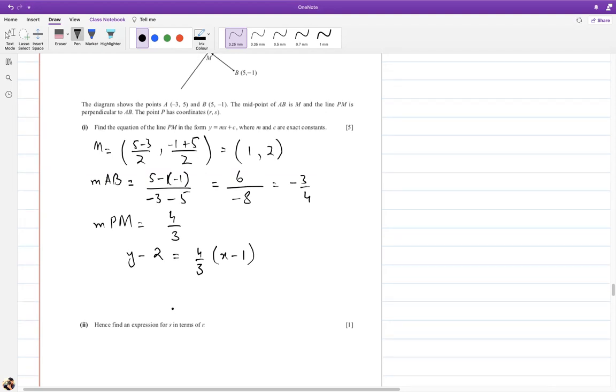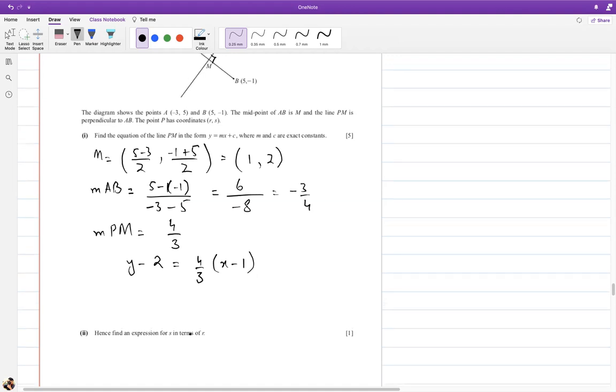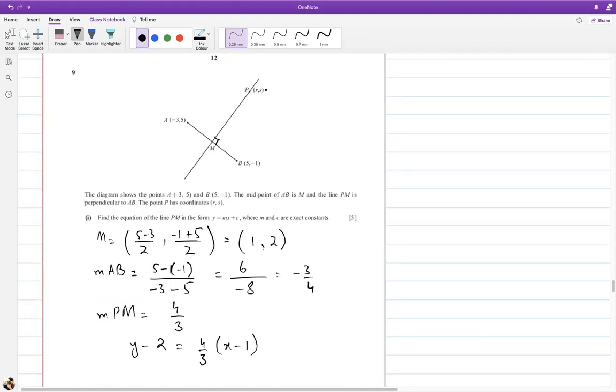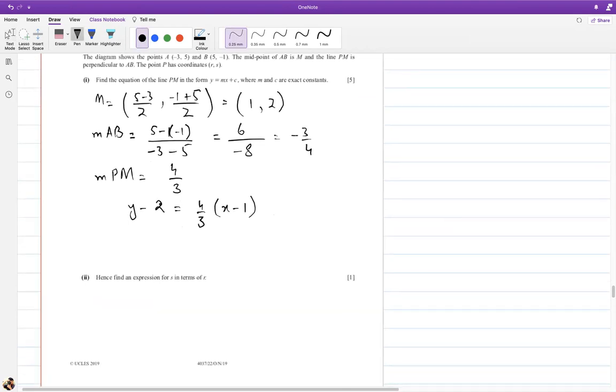Next question is actually really easy. They're asking us to find an expression for s in terms of r. What is s? S is the y value and r is the x value. So I'll simply put that in there. So s minus 2 is equal to 4/3 times r minus 1. And I'll simplify this, obviously. And that's how I get my answer. So pretty straightforward.